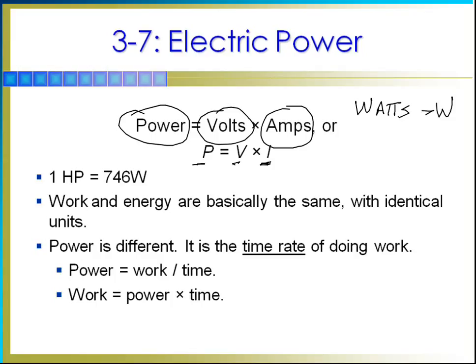And the symbol is, or the units are W, or large W, I should say. Now, watts is a measurement for power output for pretty much anything dealing with power. Mechanically, we can relate 1 horsepower is equal to 746 watts.